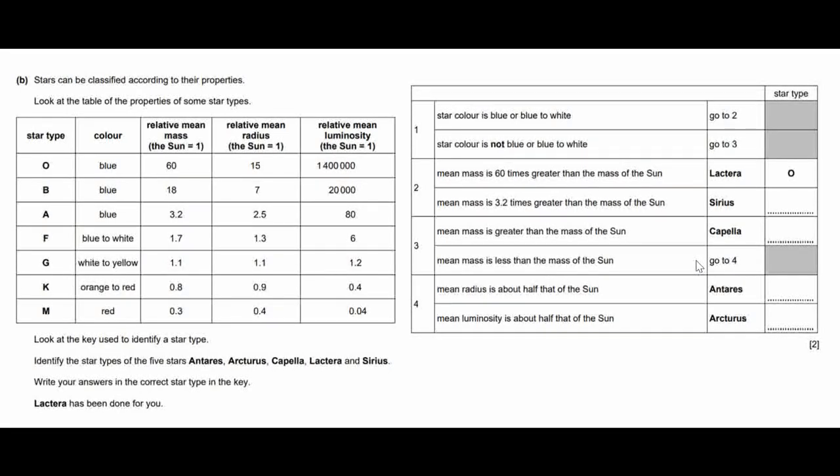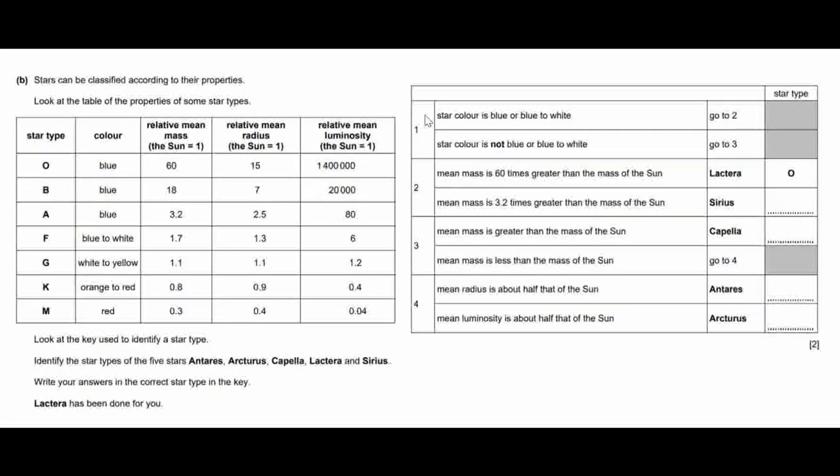So the 5 stars are Antares, Arcturus, Kepler, Sirius, and we have Lectura. We have to write our answer in the key here. Lectura has been done for you. Lectura is O. How do we know Lectura is O?